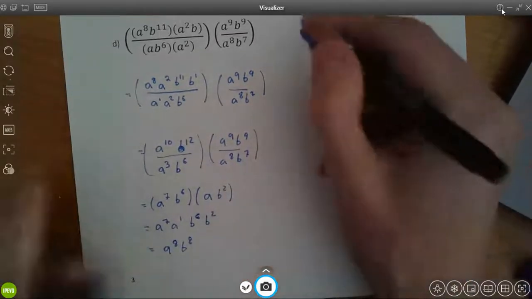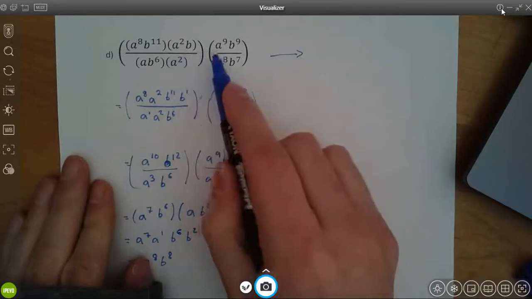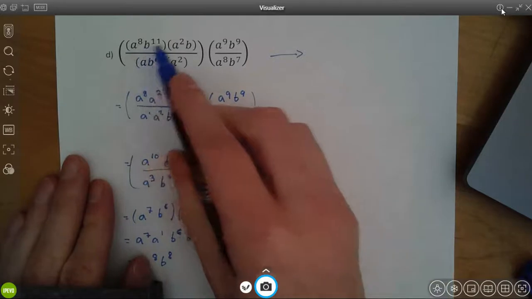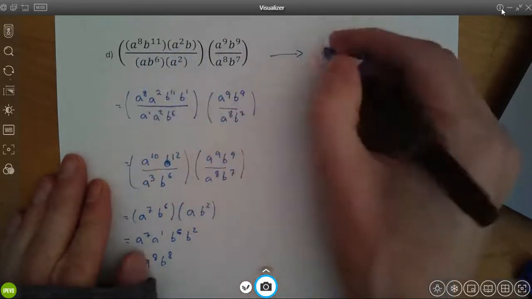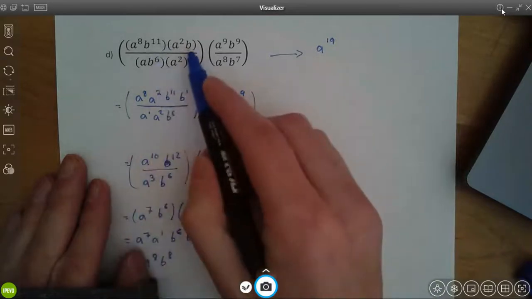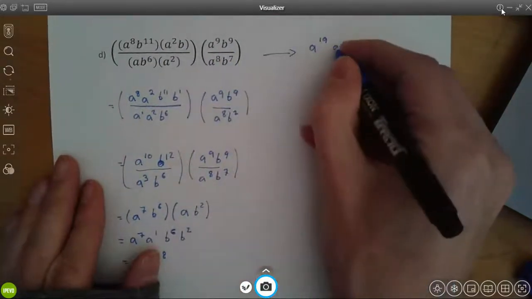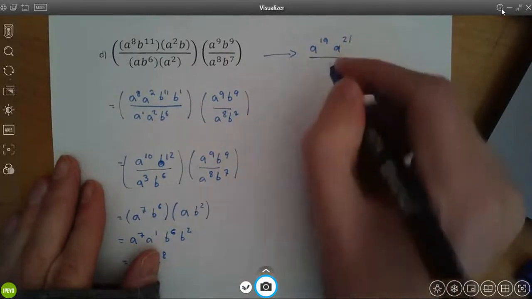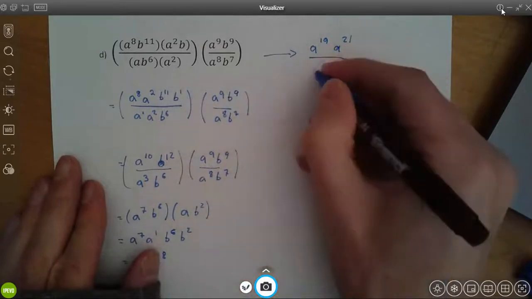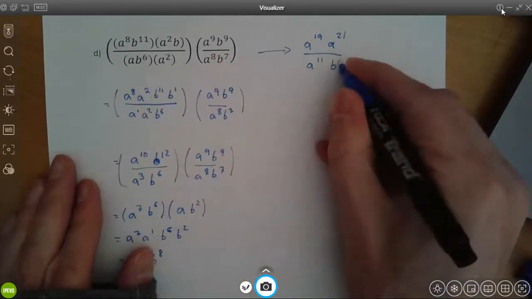One shortcut I could have done is, because I'm just multiplying things together, I combine this all into one operation. So I've got 8 A's, 2 A's, and 9 A's. So altogether on the top, I have 19 A's. I've got 11 B's, 1 more B, and then 9 more. So 11 plus 1 plus 9. So I've got 21 B's on top. On the bottom, I've got 1 plus 2 plus 8, so I've got 11 A's, and I've got 6 plus 7. I've got 13 B's.